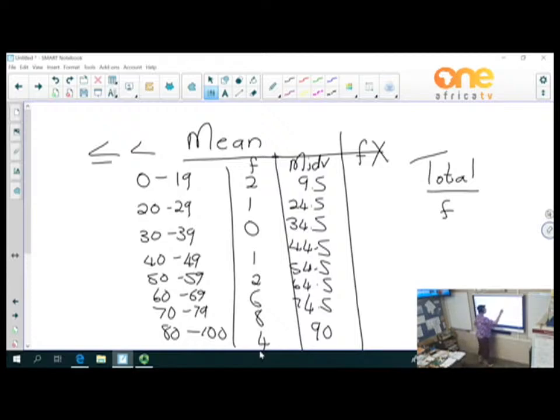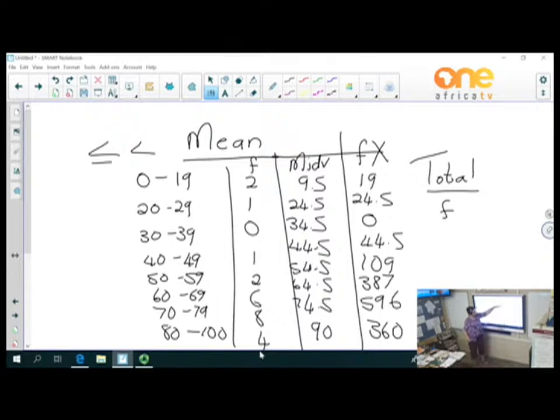2 times 9.5 is again 19. This one is 24.5. This one is 0. 44.5. Okay, let's calculate quickly here. 2 times 54.5, 109. 6 times 64. 8 times 74, 596, and 4 times 90 is 360. So now the total is your FX.